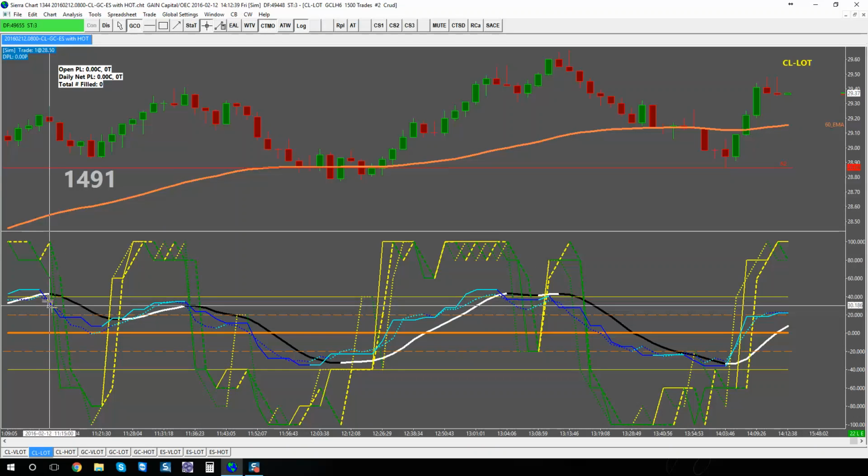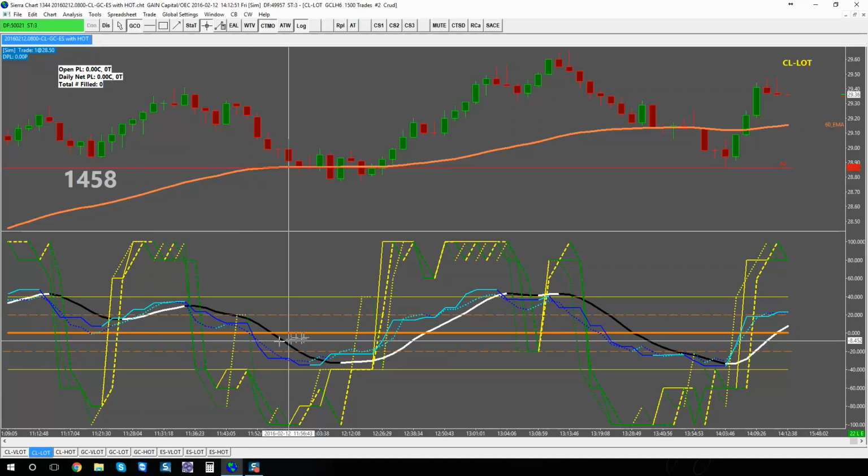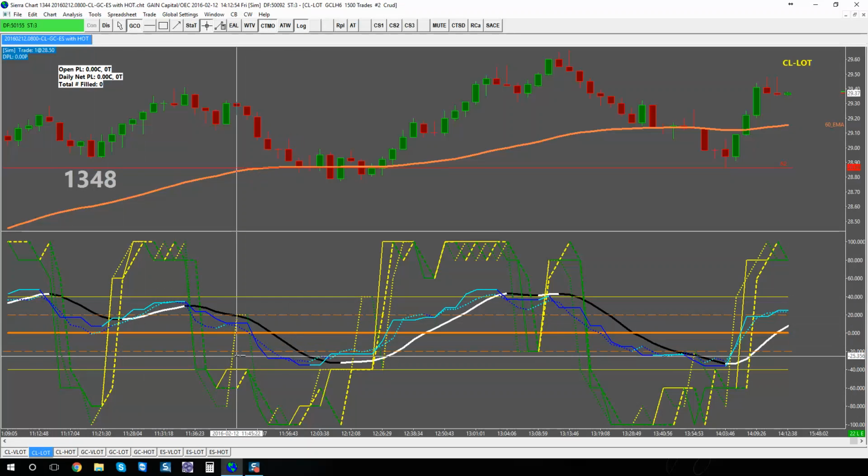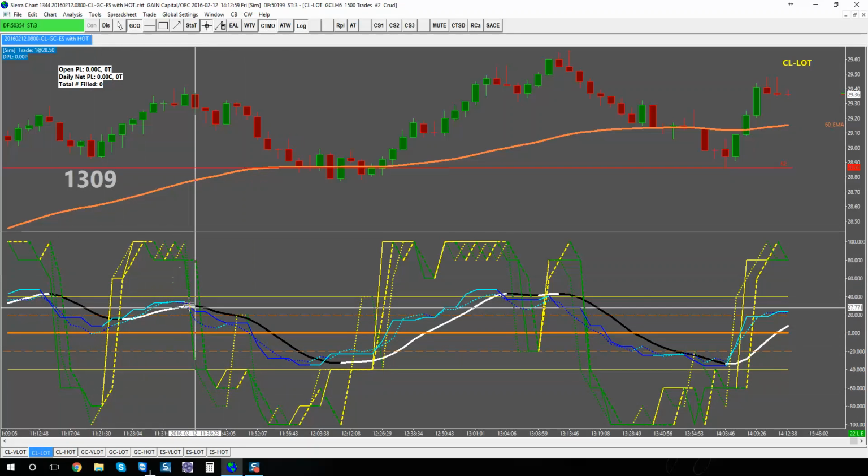The joining up of all the lines, you enter. The joining up of all the lines, you exit. So bottom line is that that's the pattern that you're looking for. As the lines join up, expand, contract, and join up again to do the exit.